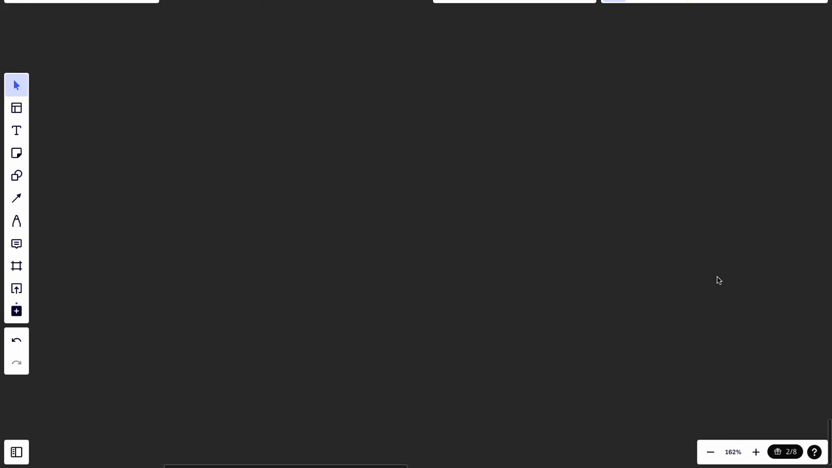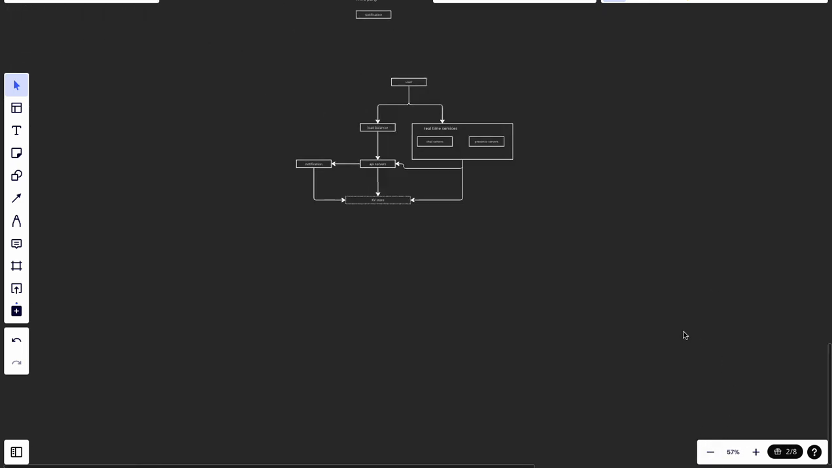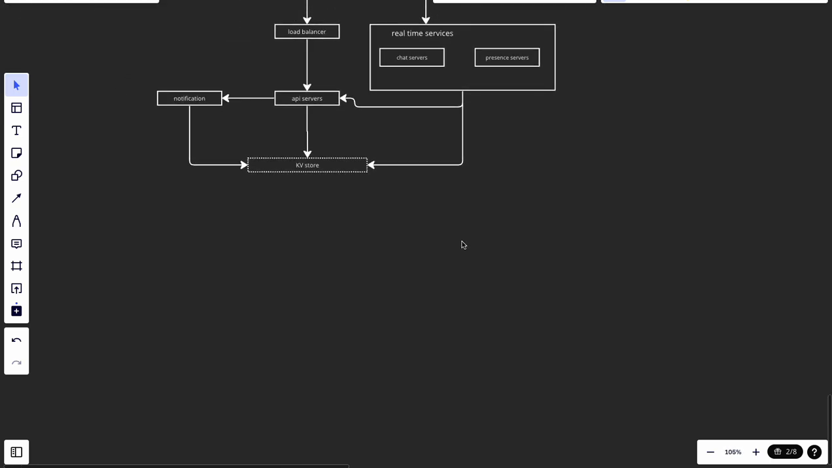Oh, there is something wrong with my iPad, my trackpad. Sometimes it acts like crazy.